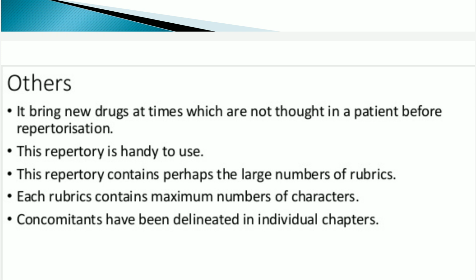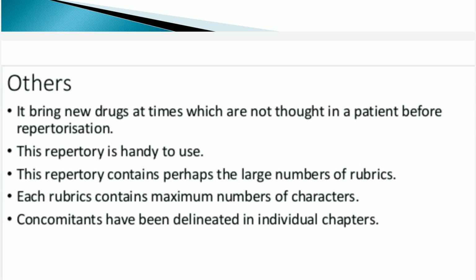Concomitants have been delineated in individual chapters. Almost all the things Dr. Kent covered in his repertory, he gave general symptoms and particular symptoms in proper arrangement according to the anatomical division of the body. All sections are arranged related to organ or parts of body.